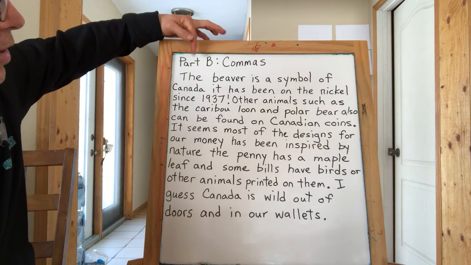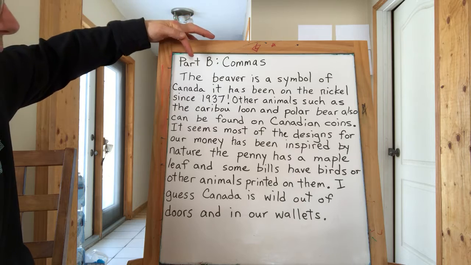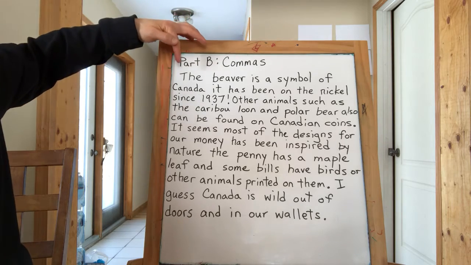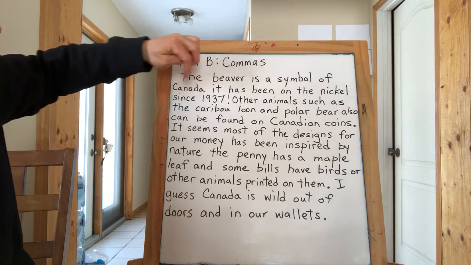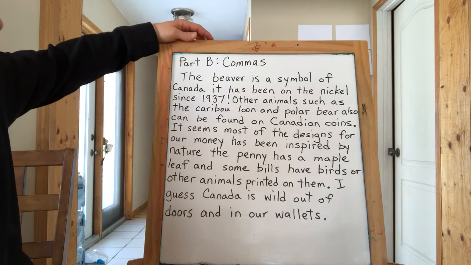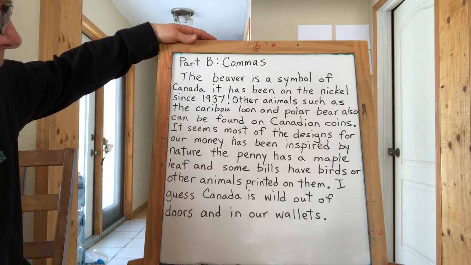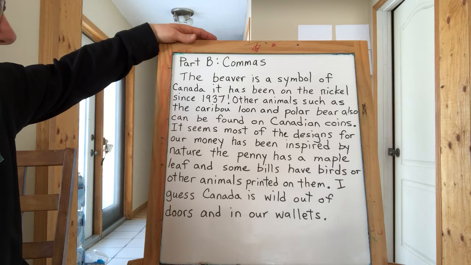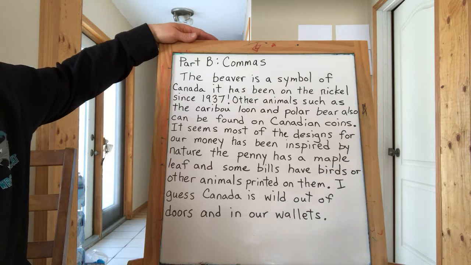Okay, so the example I gave you guys in your spelling work is this paragraph about the beaver. So it says, the beaver is a symbol of Canada. It has been on the nickel since 1937. Other animals such as the caribou, loon, and polar bear also can be found on Canadian coins. It seems most of the designs for our money has been inspired by nature. The penny has a maple leaf and some bills have birds or other animals printed on them. I guess Canada is wild out of doors and in our wallets.